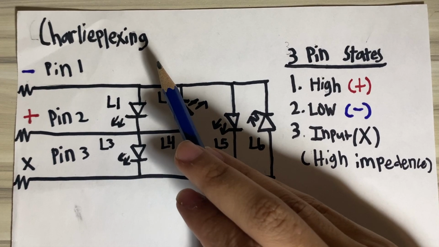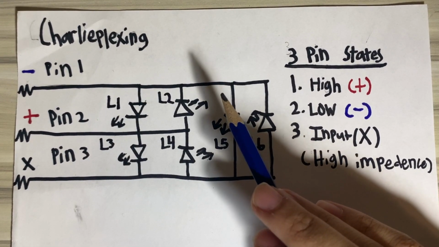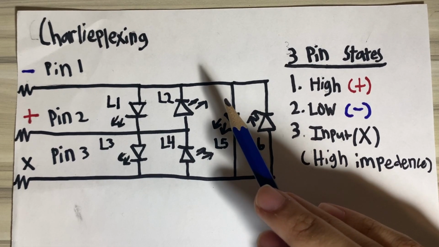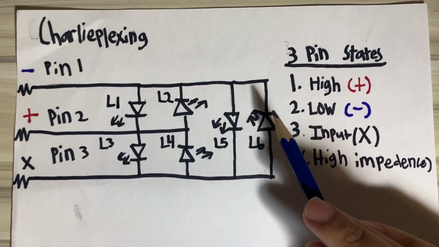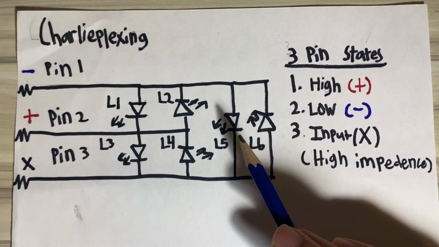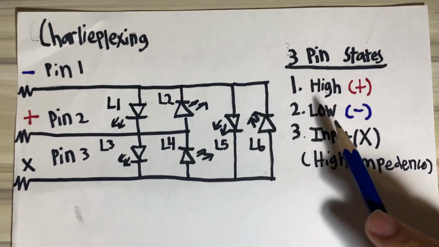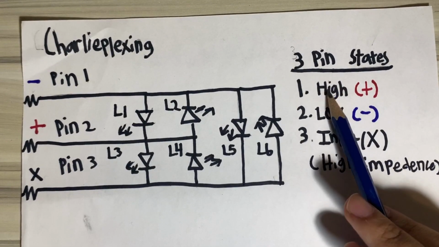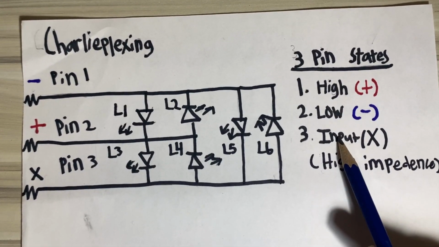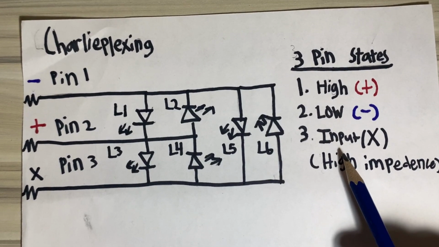This project functions on the fundamental process of CharliePlexing, which is a technique to control more LEDs than the number of available inputs. In this case, 6 LEDs are controlled with only 3 inputs. Without CharliePlexing, this project would require 132 inputs for 132 LEDs, which would make it way more complicated than necessary. In CharliePlexing, we have 3 pin states: high, low, and input, which is a high impedance state. Its purpose will be clear as we examine this circuit.